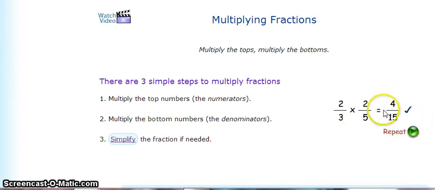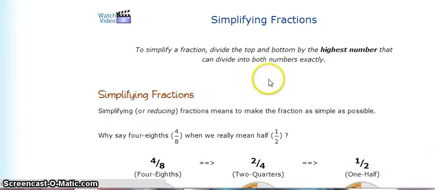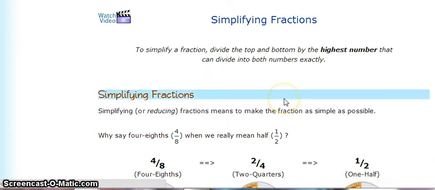So here this is reduced. There is not a number greater than 1 that can make both 4 and 15. Now, if there is not a number that can make the two numbers and the greatest common factor is 1, your greatest common factor is never 0. Simplifying the fraction. So if you wanted to simplify the fraction, this says to divide the top and bottom by the highest number, which is the GCF, that can go into both the numerator and the denominator.